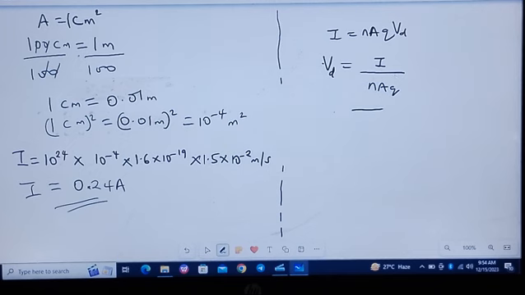So this is all for conductors and currents. We'll look at resistors, potential difference, and Ohm's law in our next lecture. We'll have a nice time.